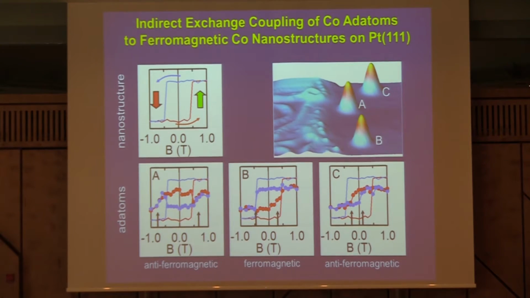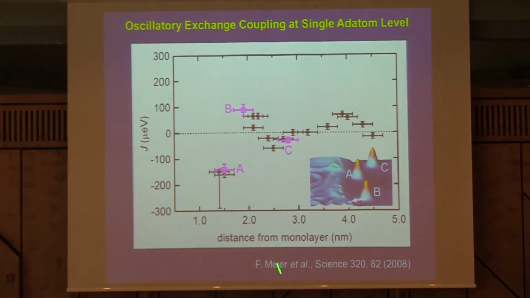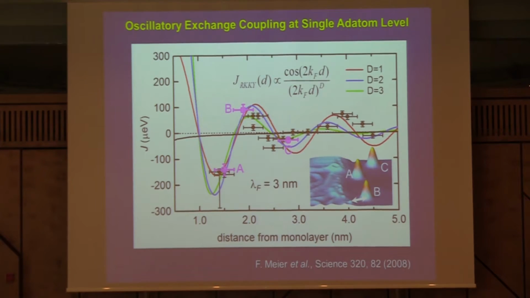Now, if you do this analysis for hundreds of adatoms here, which you can find at different distances, you can then extract the indirect magnetic exchange coupling as a function of distance. And surely this type of interaction cannot be explained by a dipolar interaction, but it's a well-known oscillatory type of magnetic exchange coupling which we observe here. And the beauty is that you can then identify exactly the distances which are needed for an antiferromagnetic coupling.